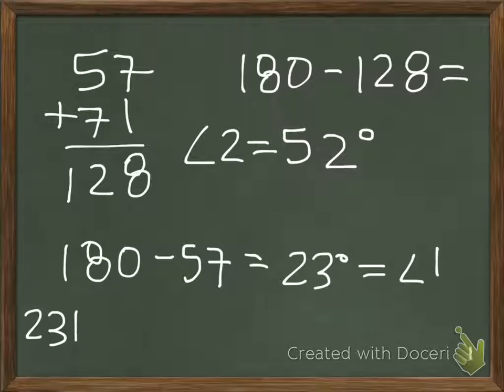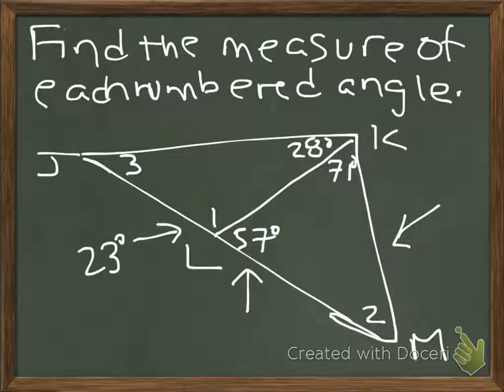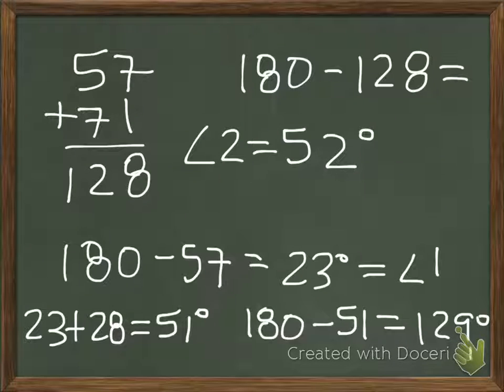So 23 plus 28 gives us 51, and we subtract that from 180. That gives us 129. So that is angle 3. I just realized that I did something a little bit off. I did 180 minus 57, and I forgot that it should be 123. Whoops. So if we do 123 plus 28, that gives me 151, and I subtract 151 from 180, which gives me just 29.